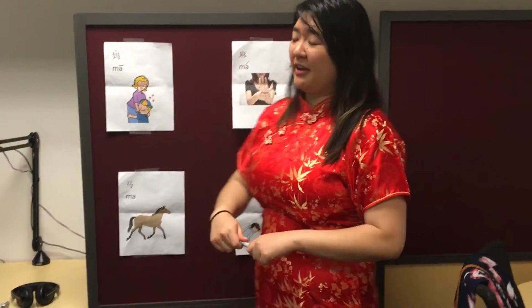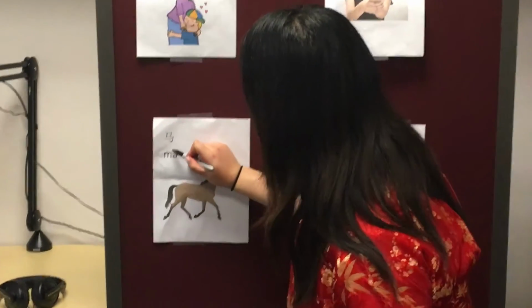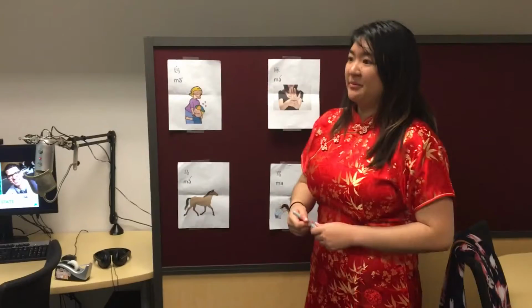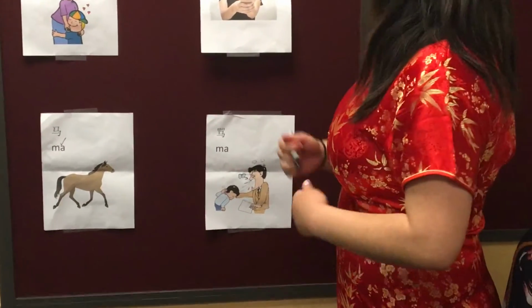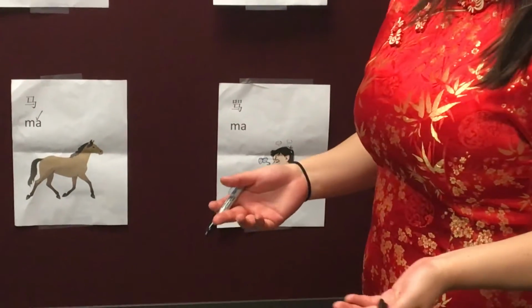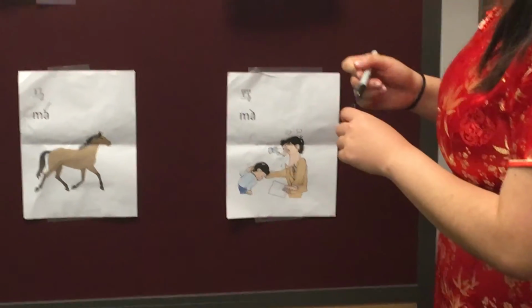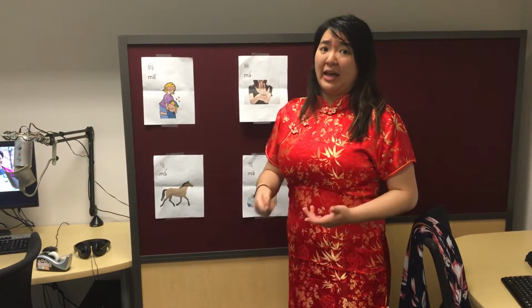For tone 3, we have ma, which means horse, which is a downward, upward tone. So you could say 骑马, which means to ride a horse. And for tone 4, we have ma, which means to scold or to chide somebody, which is in the tone for pinyin a downward stroke over a vowel. 我骂他, I yelled at them. And so now you know what the 4 tones encompass.